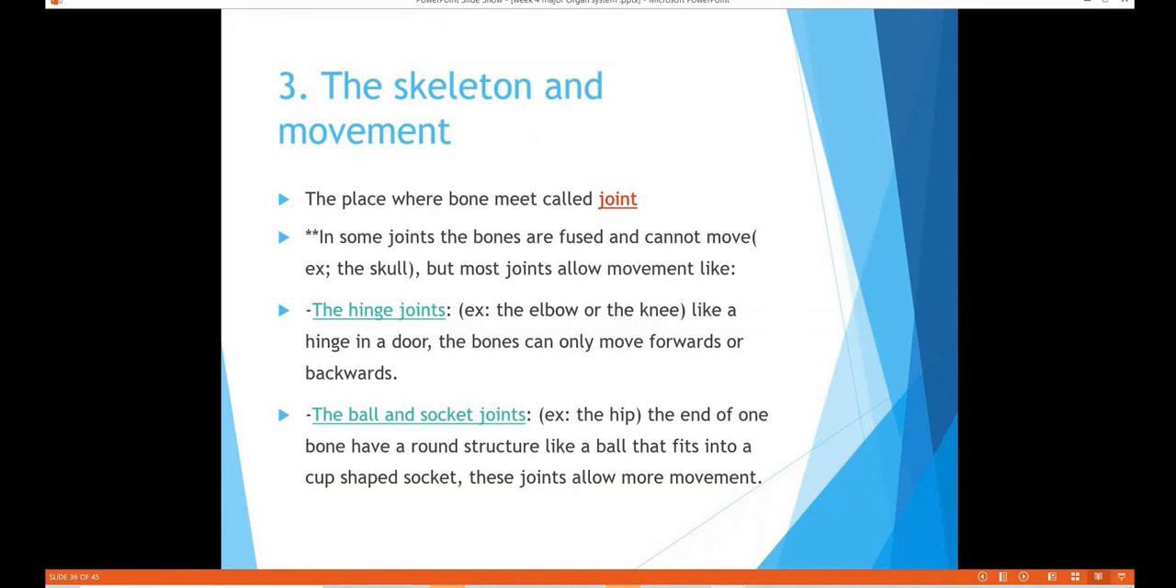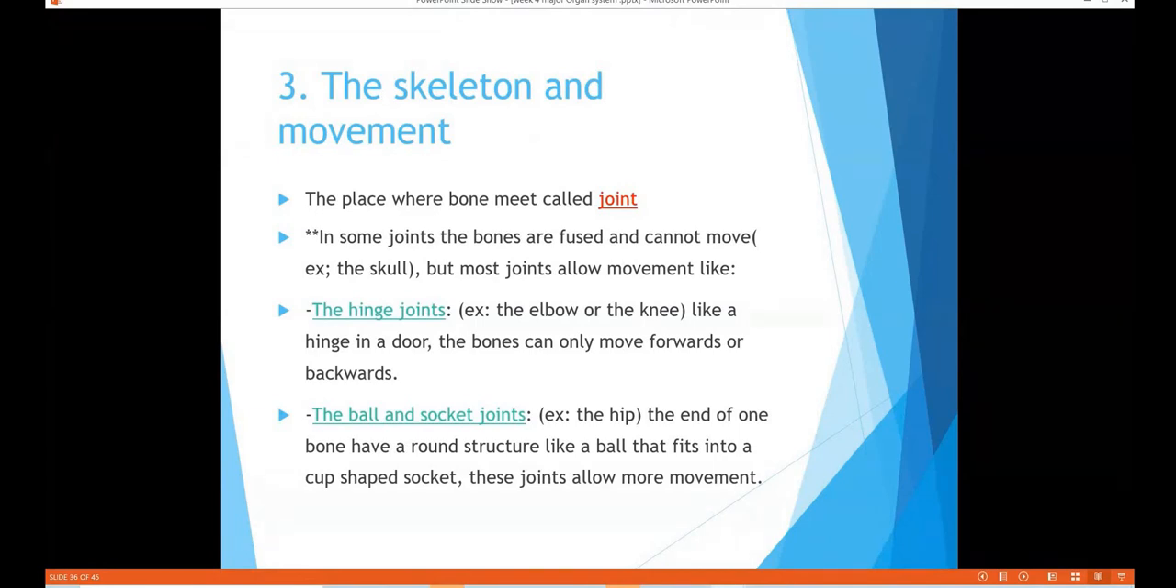Only with the help of the skeletal system is it possible for us to move. The place where bones meet is known as a joint. Do you know where we have joints in our body? Where do we have them? Yes. On our knees and our ankle. Our hand, our arm, and the shoulder. Yes, excellent. We have joints in our knees and elbows, which are known as hinge joints.